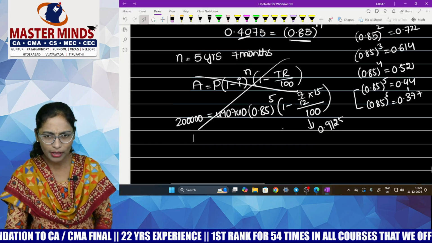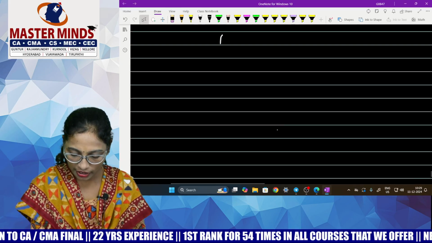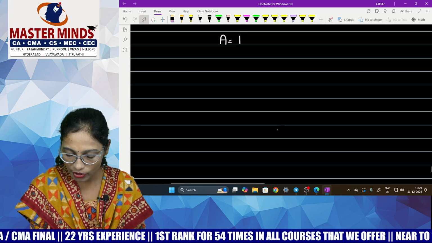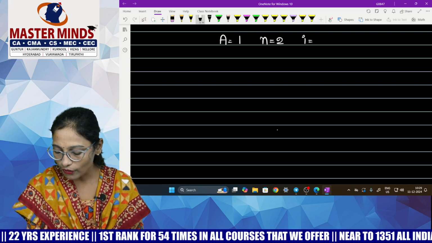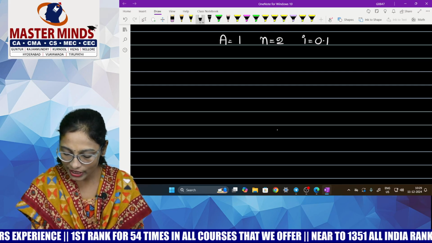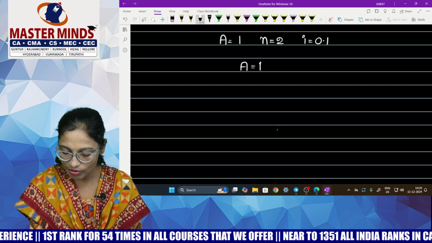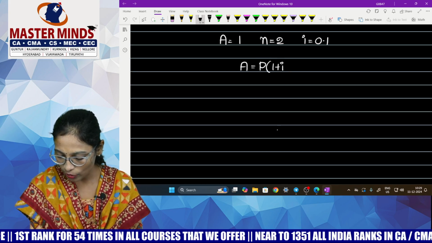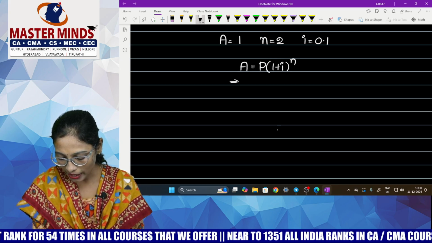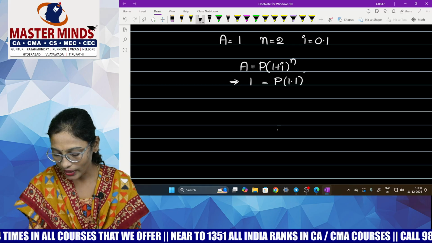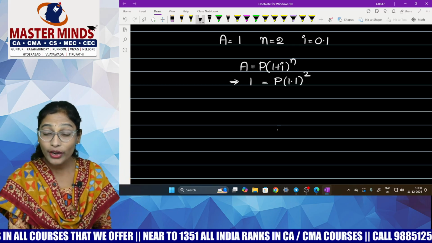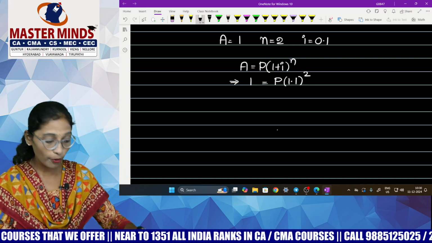Guys, let me tell you the general problem you face here. You'll write: after 2 years, so amount equals 1 rupee, time duration n equals 2 years, rate of interest 10%. Since he said compound interest, I have to go for A equals P of 1 plus I whole power n. A means 1 equals P of 1.1 whole square. Take your calculator. 1.1 whole square, it's 1.21, no?